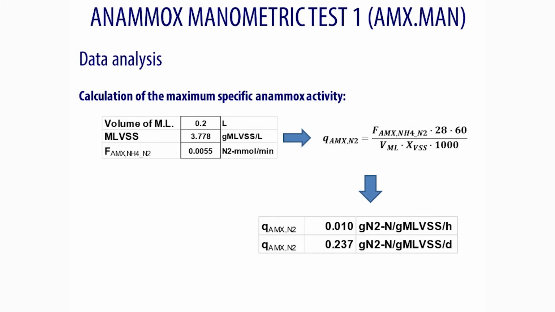Therefore, using the data of the test, the maximum specific Anammox activity of the sludge sample is 0.010 grams of nitrogen gas per gram of mixed liquor volatile suspended solids per hour, or 0.237 grams of nitrogen gas per gram of mixed liquor volatile suspended solids per day.